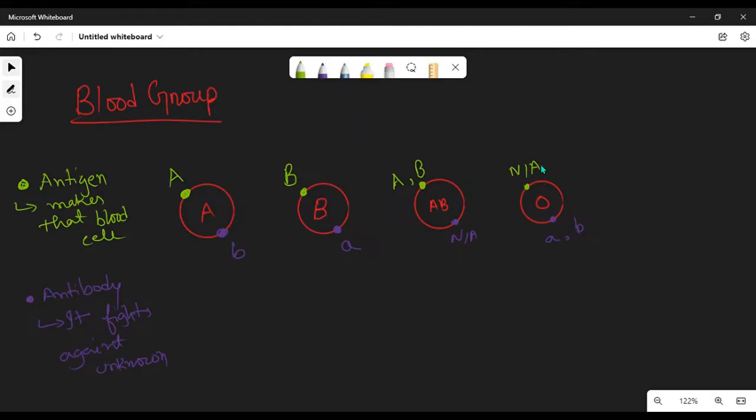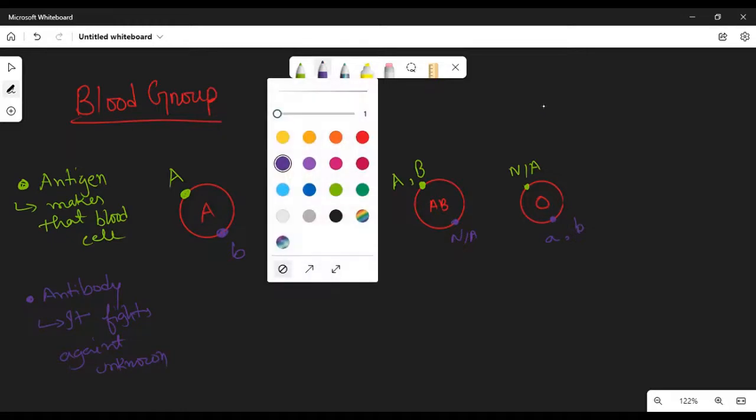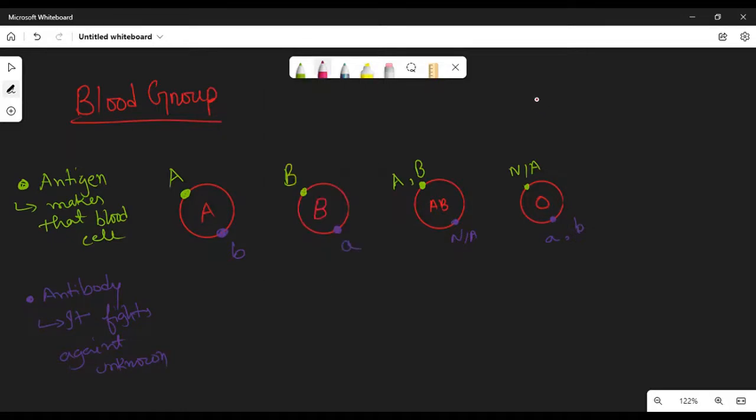Okay, now there is a special thing that was discovered by Karl Landsteiner in 1901 about finding out the blood groups. That is the rhesus factor. The rhesus factor is a special type of antigen. It is pronounced RHESUS, rhesus factor. The rhesus factor is a very special antigen.